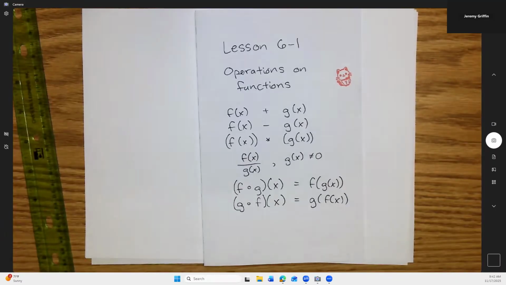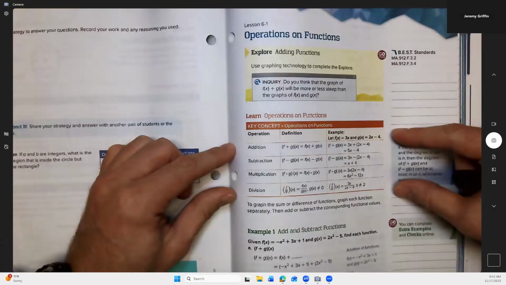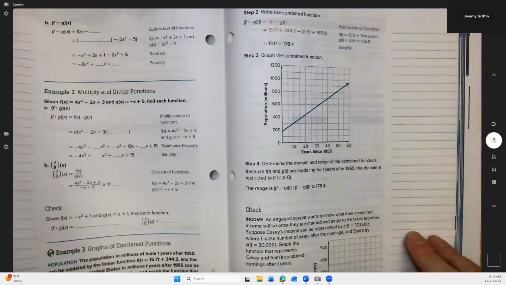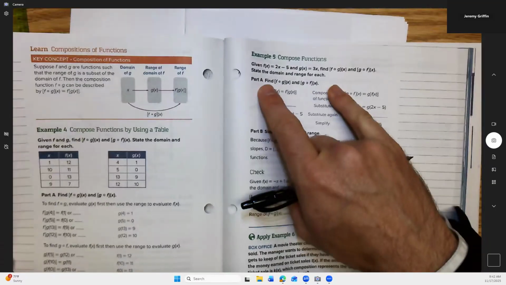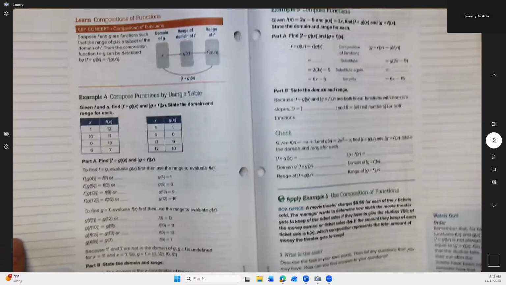So I'll do some examples with you guys. On the first page, they give you addition, subtraction, multiplication, division. And then if you flip a couple of pages, they talk about composite functions, like what is f of g of x or what is g of f of x. There are some fun examples here.